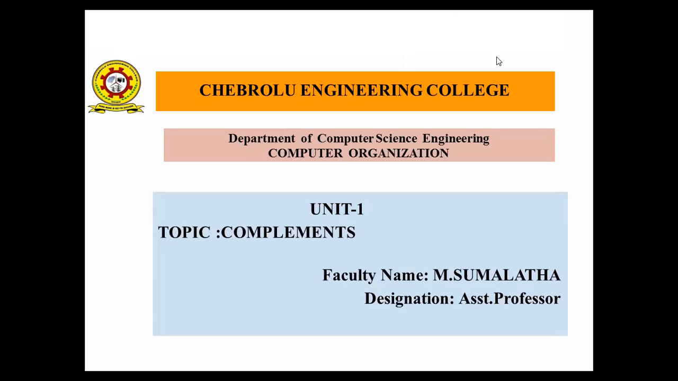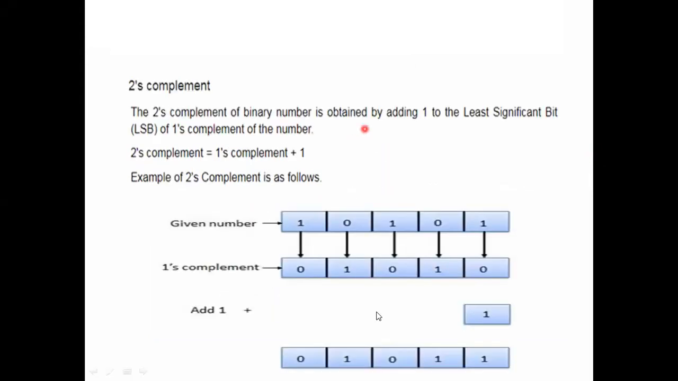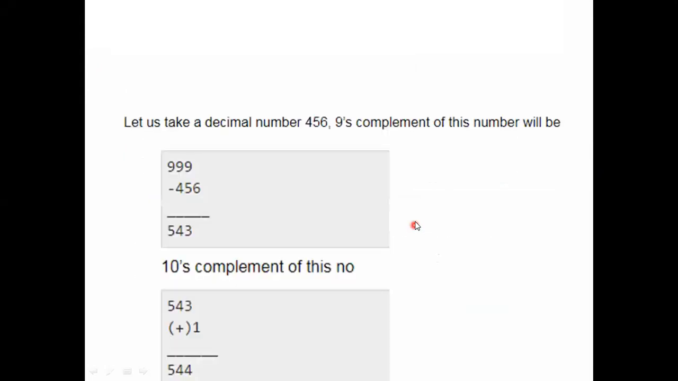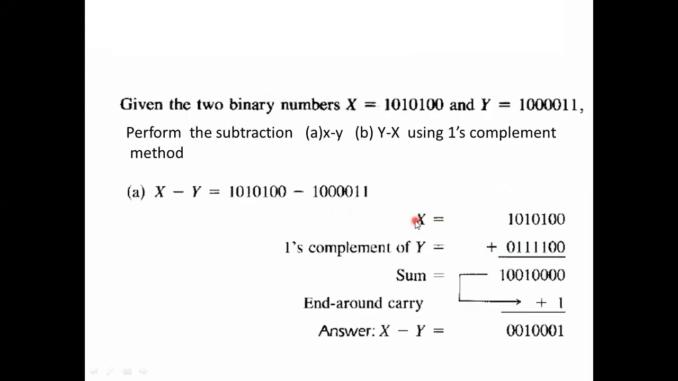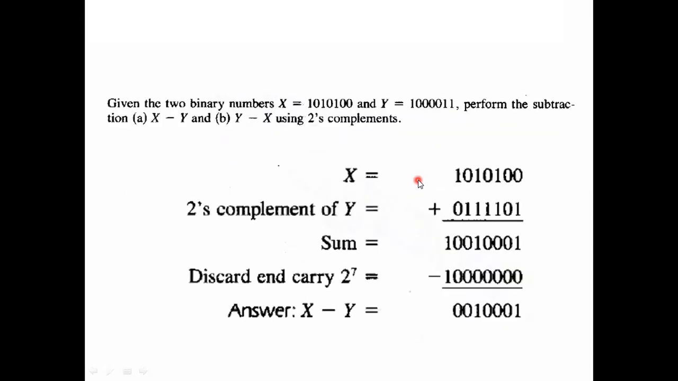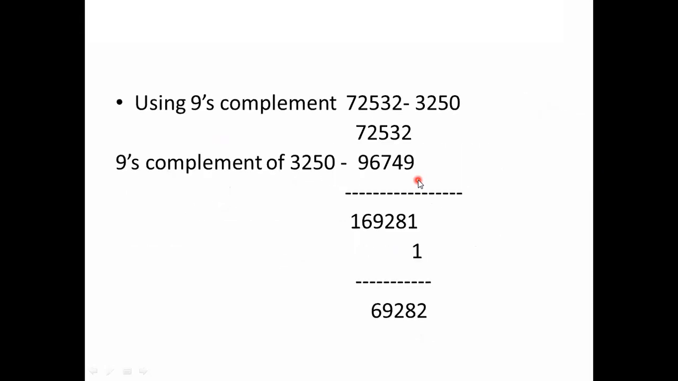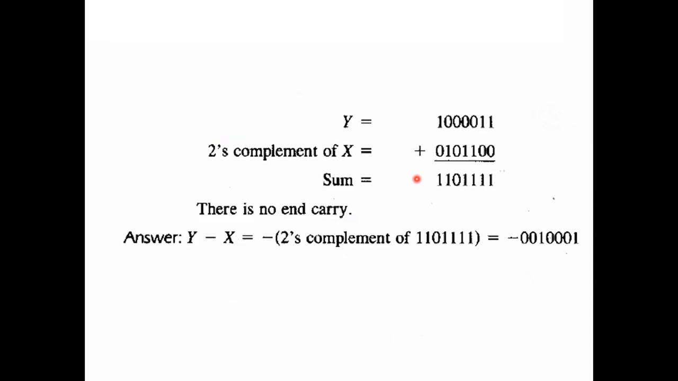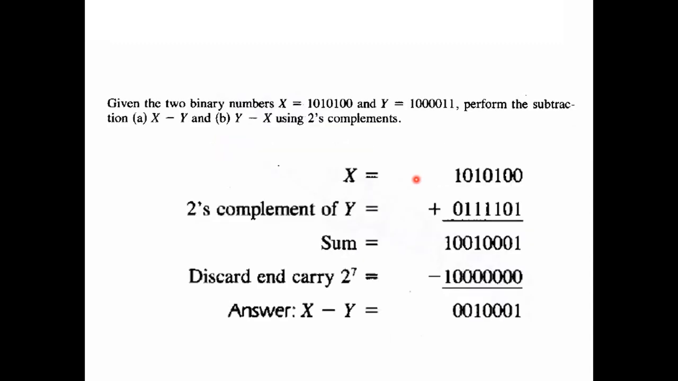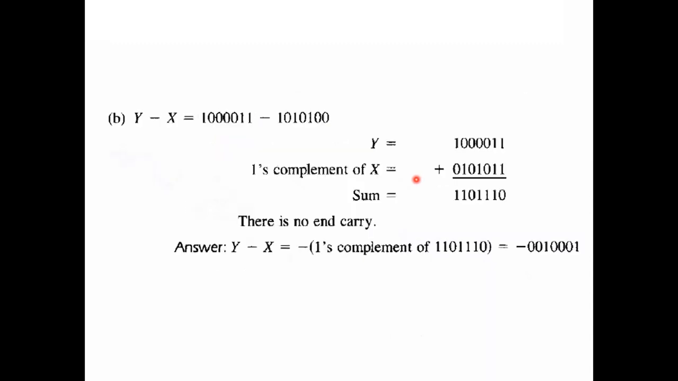So now in the previous class, we discussed the ones and twos. The basic things for ones complement, twos complement, nines complement, and tens complement. And using ones complement, the subtraction procedure was completed in the previous class. Okay, up to here completed in the previous class.